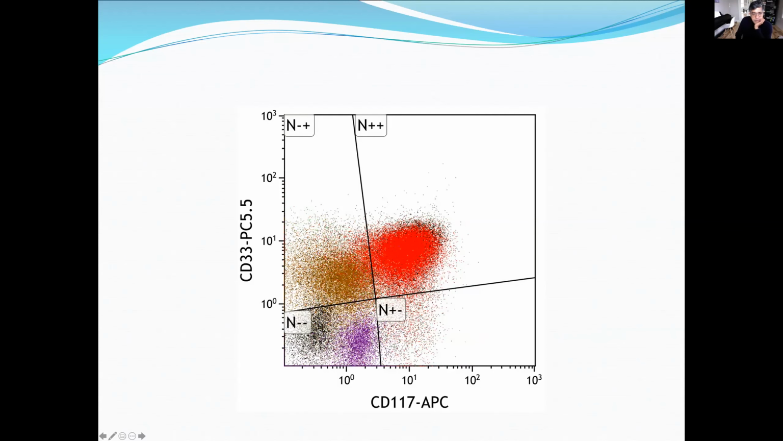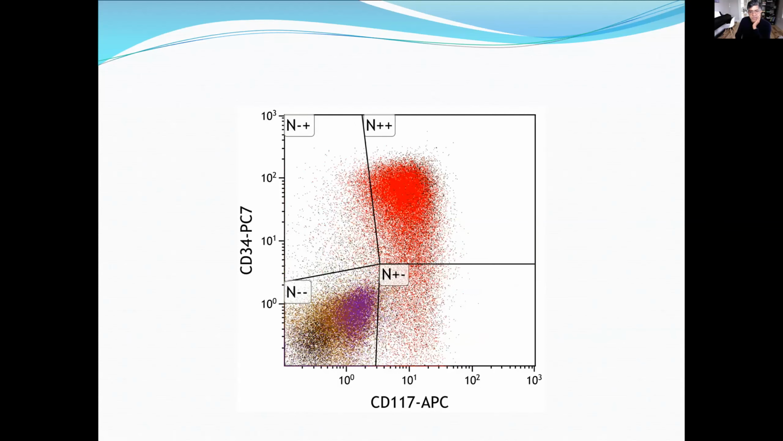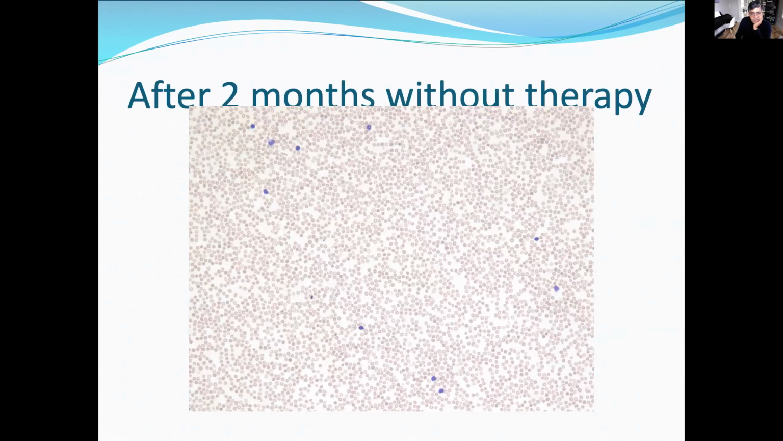Yeah. And of course, there's one more, CD34 and CD117 on the same cells, for you to make it easy. And after 2 months of therapy, I don't have the day 28 smear. I had the post 2 months smear that I put here. And this is how it looks. Not so many cells now.